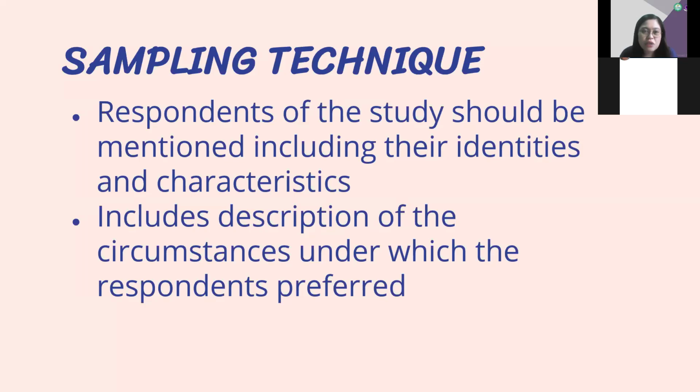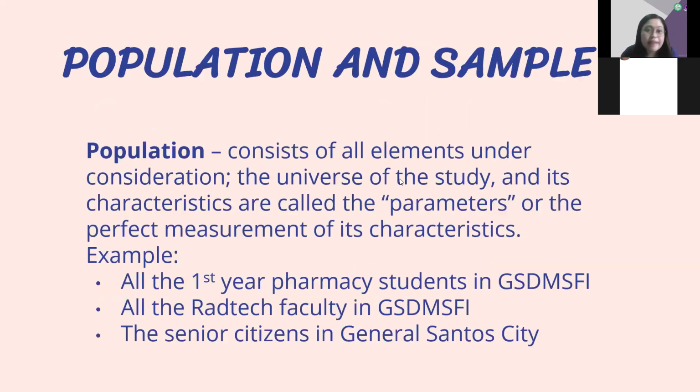So again, the first thing that you need to mention are the respondents of your study, and you have to also include the description of your respondents or simply the criteria, the inclusion criteria. If, for example, medtech students, yung inyong respondents, who will that be? Will that include all the medtech students, or you are just going to include the first year students or whoever? So again, you have to provide a description of the circumstances under which the respondents are selected.